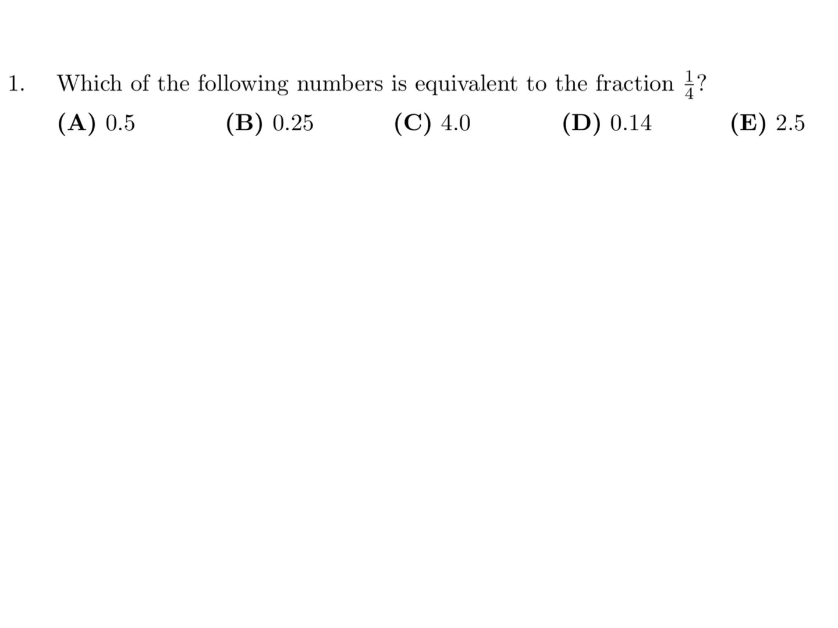Which of the following numbers is equivalent to the fraction 1 over 4? 1 divided by 4 is equal to 0.25. And therefore, very quickly, we can choose B.